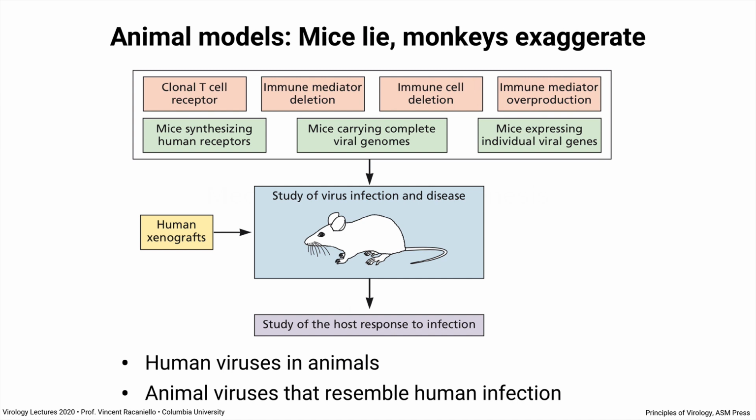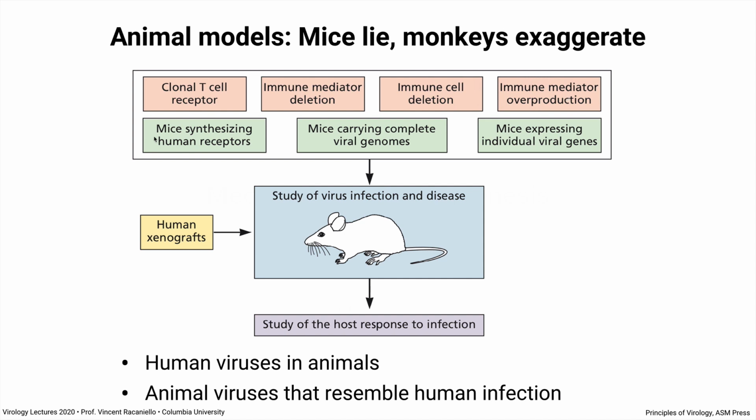And here's a slide that illustrates what can be done with a mouse model. So you can study virus infection and disease in mice, and you can use laboratory mice. You can modify them in various ways to help what it is you're trying to study. You can introduce clonal T cell receptors. You can delete genes encoding immune mediators. You can delete immune cell populations themselves. You can overproduce immune mediators, right? So all manipulations of the immune system.